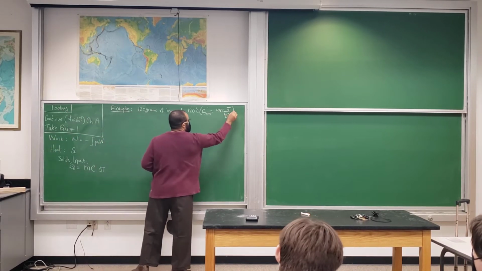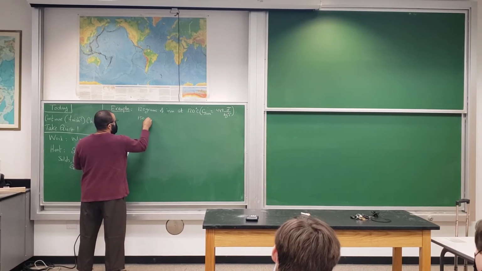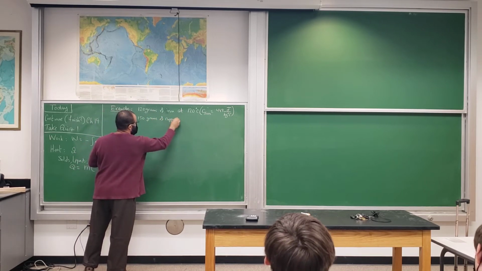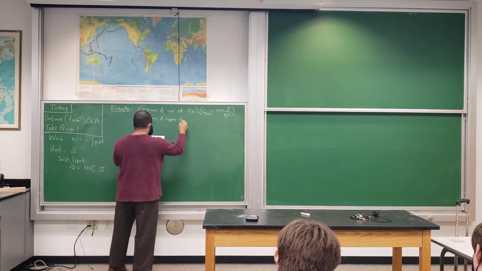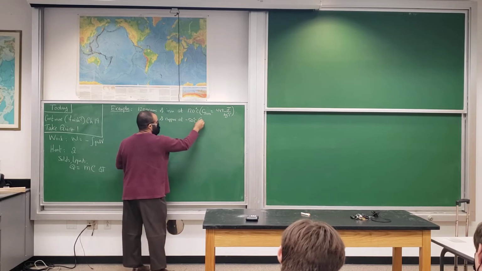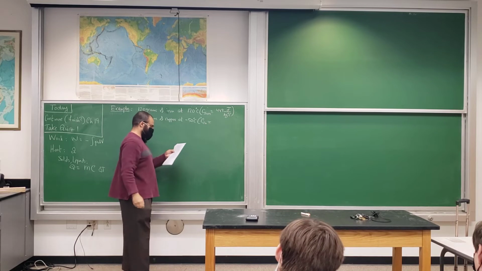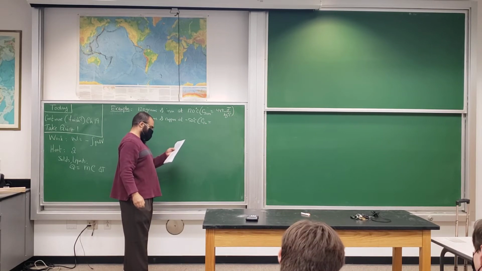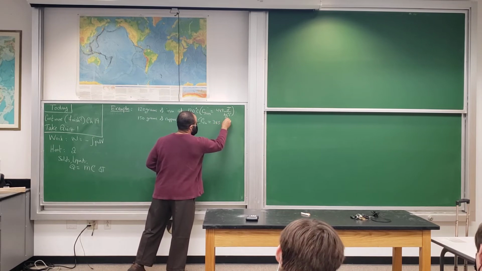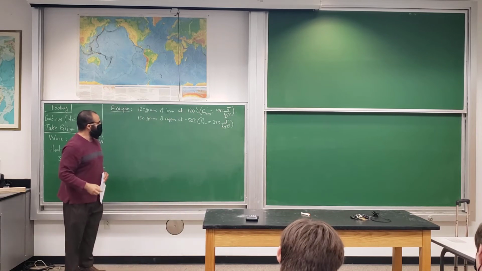You've got 120 grams of iron, and then you also have 150 grams of copper at negative 50 degrees Celsius. And the specific heat for copper, which has the symbol Cu, is 385 joules per kilogram degrees Celsius.